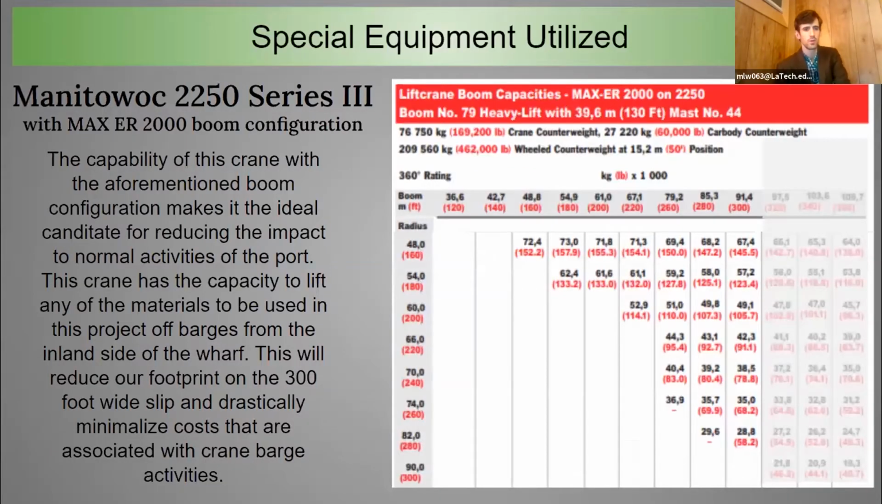Some of the special equipment utilized is the Manitowoc 2250 Series 3 with the Max ER 2000 boom configuration. And as you can see to the right, there's the load capacity chart. The capability of this crane with the aforementioned boom configuration makes it the ideal candidate for reducing the impact to normal activities of the port. The crane has the capacity to lift any of the materials to be used in this project off the barges from the inland side of the wharf. This will reduce our footprint on the 300-foot wide slip and drastically minimize costs that are associated with crane barge activities.